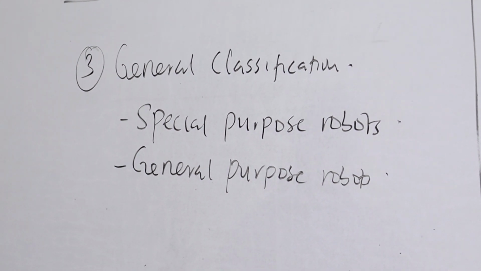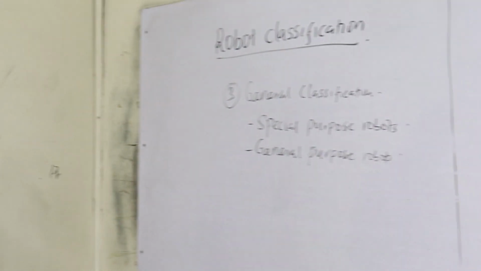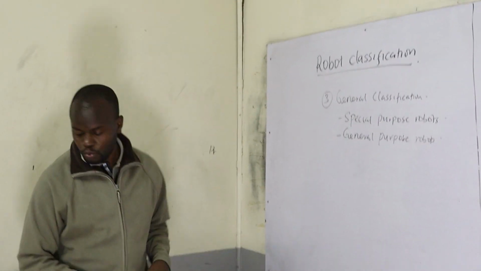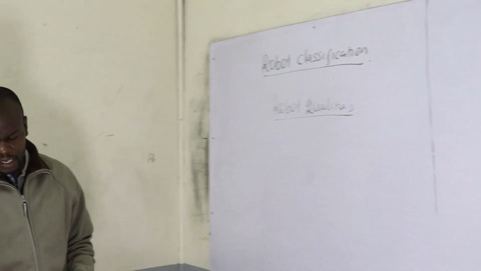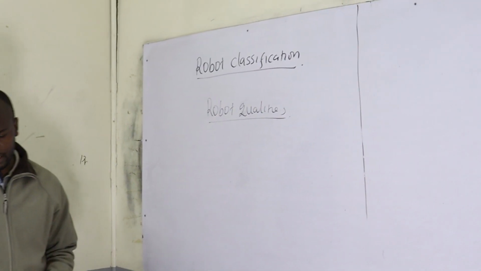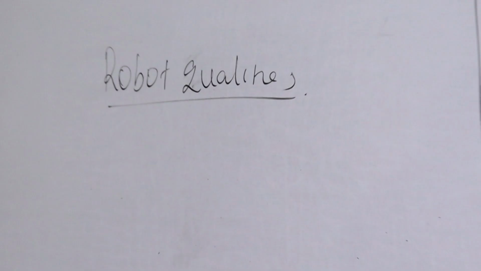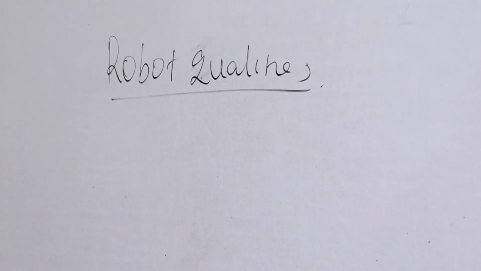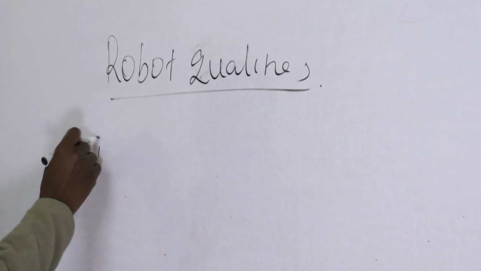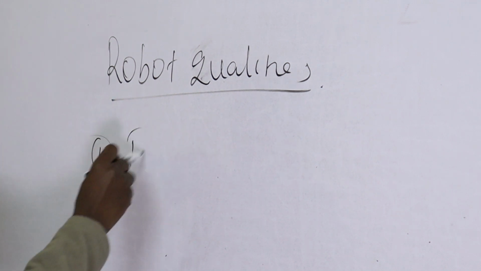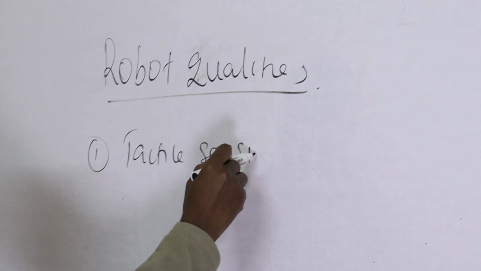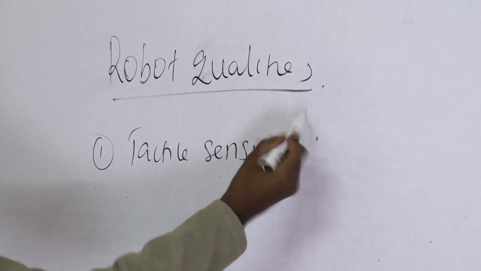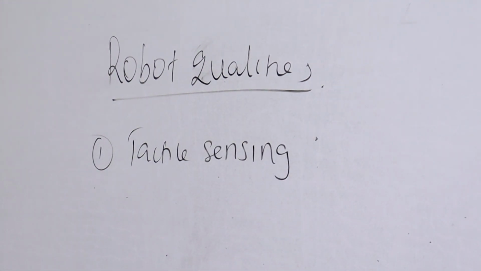You can go further and look at what we refer to as robot qualities. Generally, we can talk of several qualities that a robot should have, and the following qualities will always be expected in robots. One of the very important qualities is tactile sensing. That is one quality that is very key as far as robots are concerned.